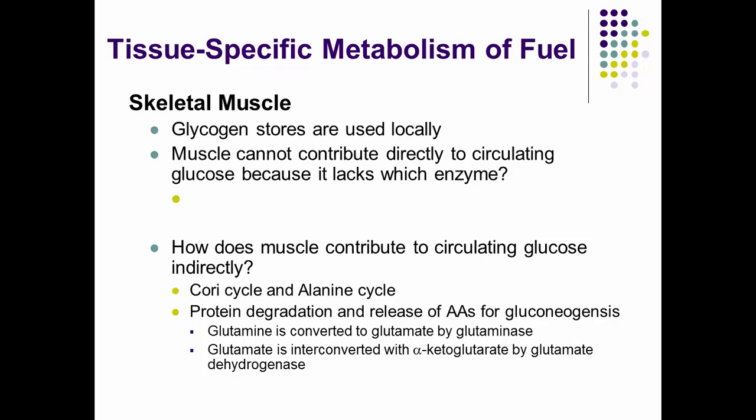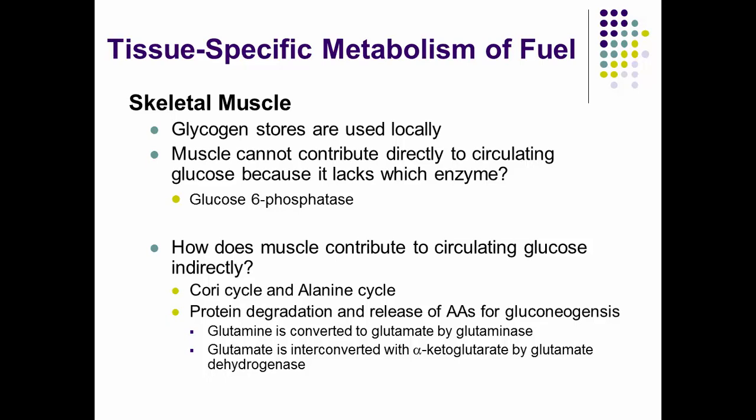Some comments you already know: the glycogen stores are only used locally, meaning that glycogen breakdown is for energy production in the muscle, and glucose will not be released. In other words, muscle does not contribute glucose to the circulation. Again, the reason is the lack of the enzyme glucose 6-phosphatase.